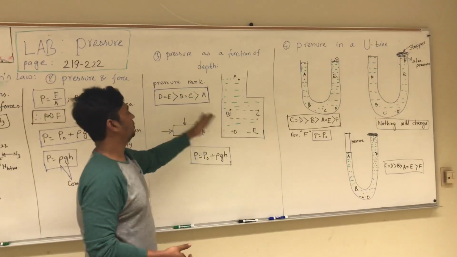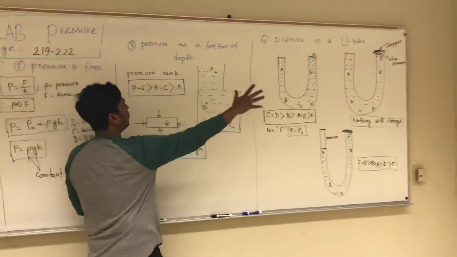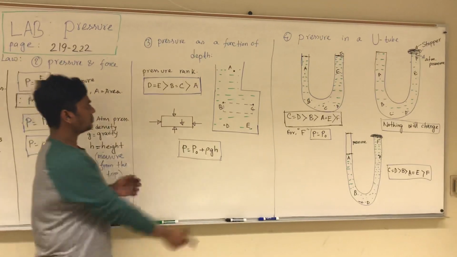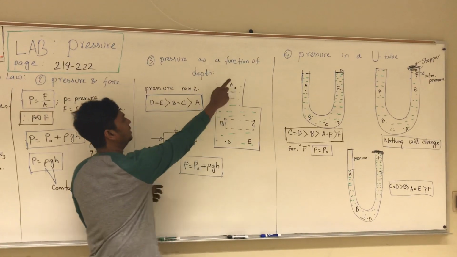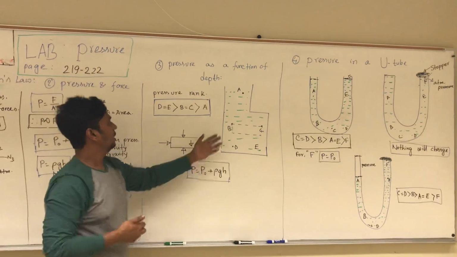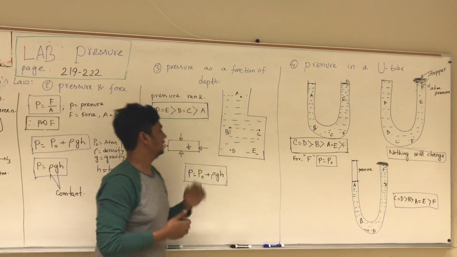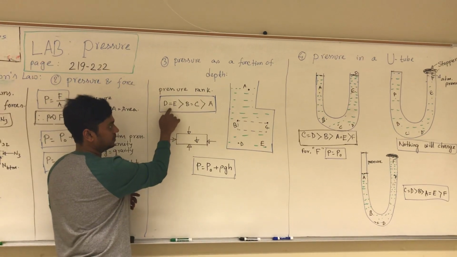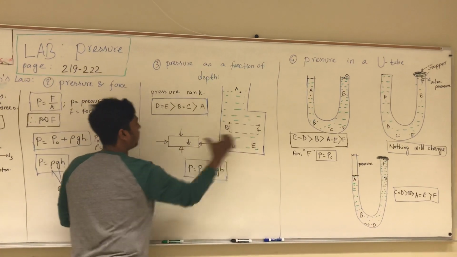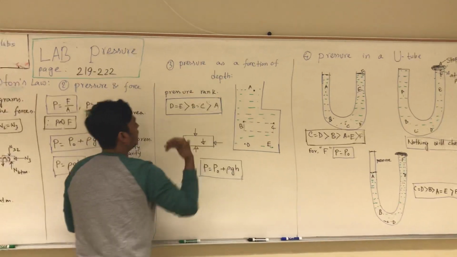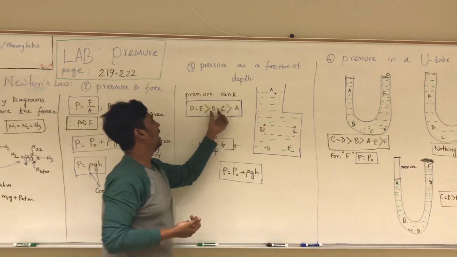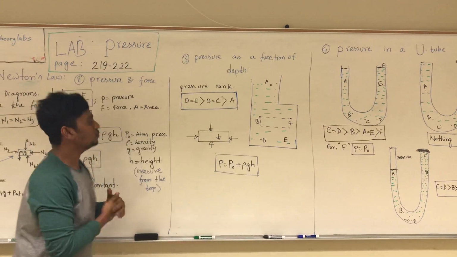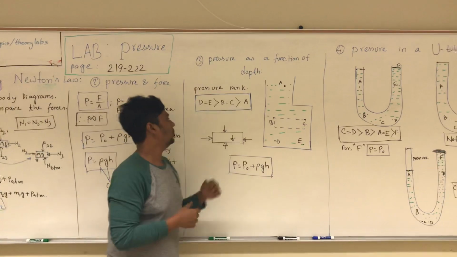Here I have taken a tank which is full of water. So A, B, C, D, E. According to our formula, A is at the top of the layer, so A will have the atmospheric pressure. B and C are at the same height, and D and E are at the same height. So the pressure rank will be: D and E will have the highest pressure, and they will be equal because of their height. B and C are also at the same height, so they will also have the same pressure. And finally, point A will have the atmospheric pressure, and that will be the lowest pressure.